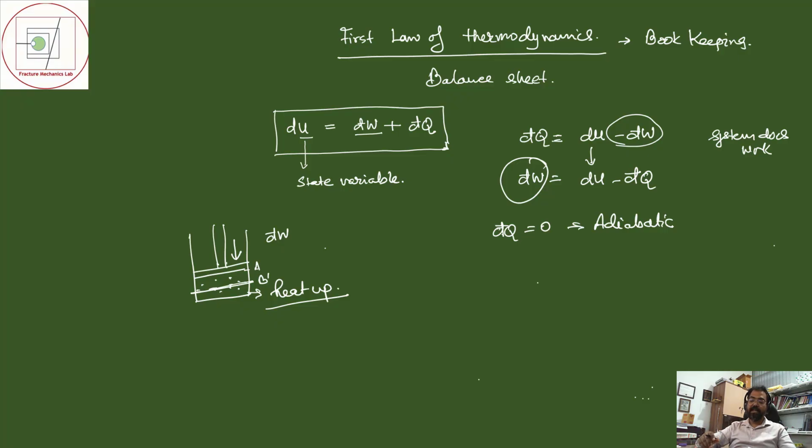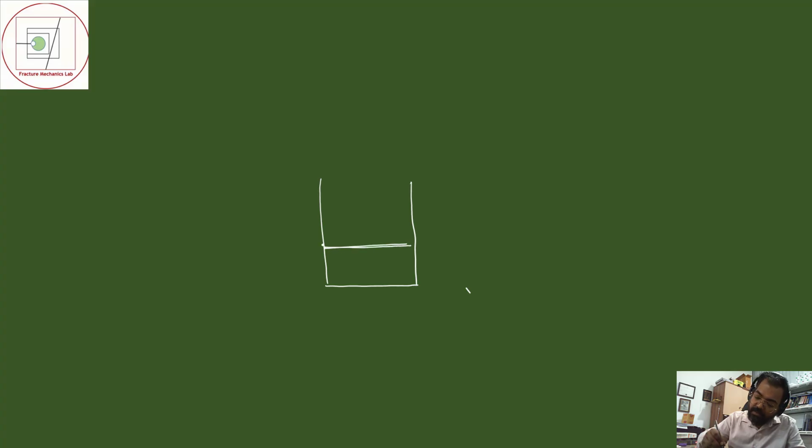And one idea which came by this piston thought process leads to the second law of thermodynamics, which we will not discuss right now, but I'll just give you a glimpse of it. So in the thought experiment, you have a piston, so you have a wall which is movable.